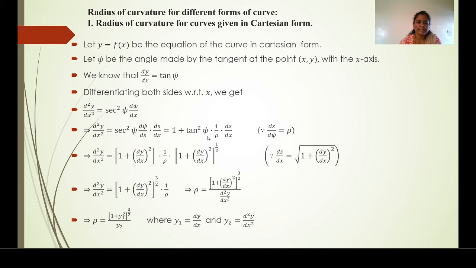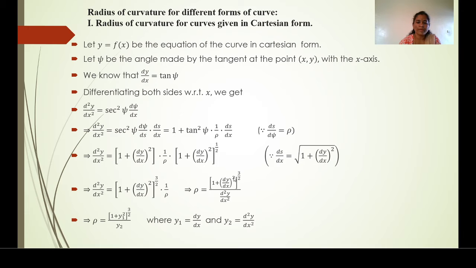Here d psi by ds is 1 by rho, into ds by dx. Then d square y by dx square is equal to 1 plus tan square psi, where tan psi is dy by dx, so (1 plus (dy by dx) square) into 1 by rho into ds by dx. Already we know the formula ds by dx is equal to square root of 1 plus (dy by dx) square. Substituting here and simplifying, the power becomes 3 by 2, into 1 by rho. But we have to find the radius; here rho represents the radius of curvature.